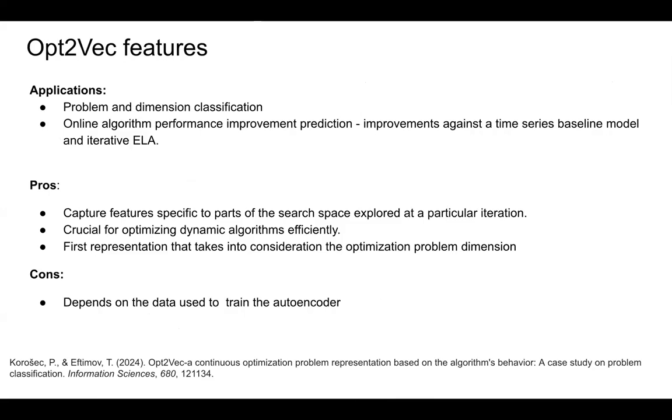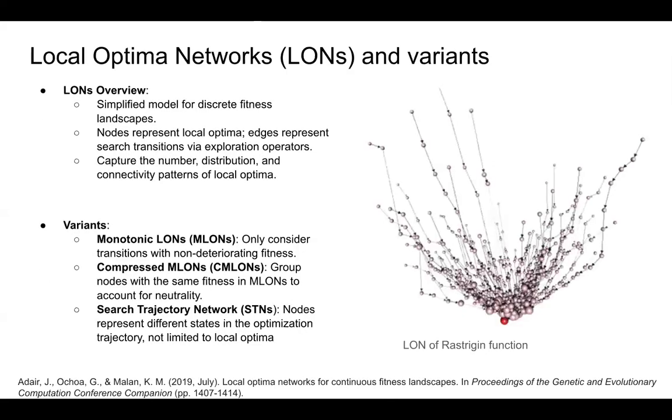And then the positive points are that they can see different parts. They are representing the trajectory, which is crucial for dynamic algorithm selection, if you want to do that. And they were the first representation that takes into consideration the dimension of the problem. So it's not that for each dimension we separately calculate all those features; actually, if I have such a representation, I can directly predict, oh, this is a sphere function and it's in 30 dimensions. So these autoencoders provide that kind of information.